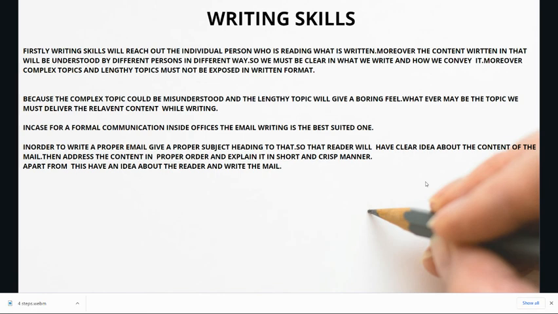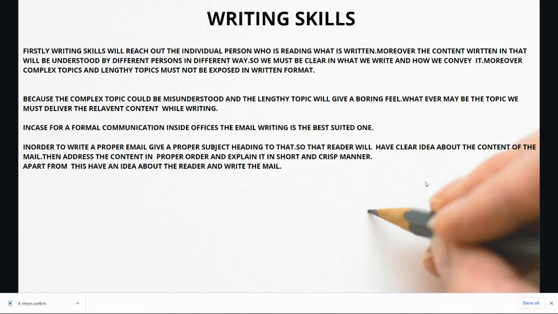A written format will be a little confusing for them because a complex topic could be misunderstood and a lengthy topic will feel boring. Whatever the topic may be, we must deliver relevant content while writing. In the case of formal communication inside offices, mail writing is the best suited. In order to write a proper mail, give a proper subject heading so that the reader will have a clear idea about the content of the mail.